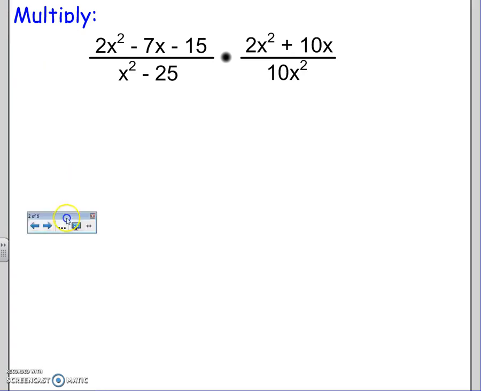So number 1 says multiply this. For multiplication, there are 3 steps. First step is factor everything. Second step is find your restrictions. Third step is to cancel things out.